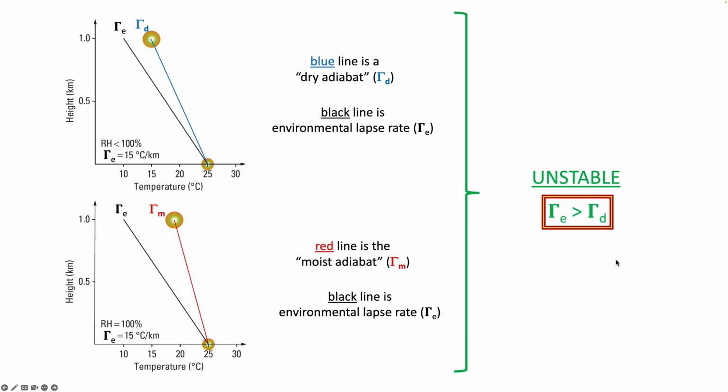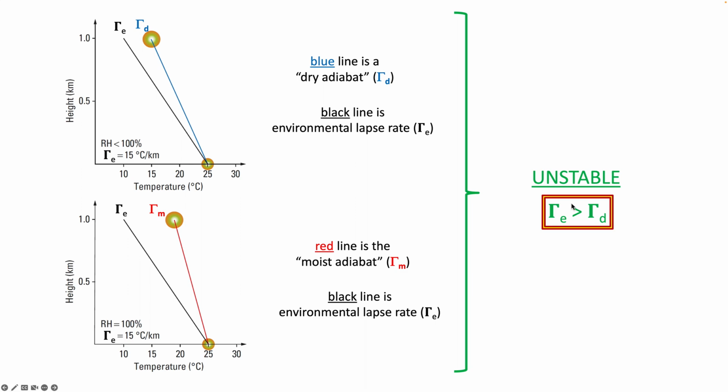And that condition is that the environmental lapse rate has to be greater than the dry adiabatic lapse rate. In other words, the environmental lapse rate has to be greater than 10 degrees Celsius per kilometer. When the environmental lapse rate is greater than 10 degrees Celsius per kilometer, what we see, and we see it up here on our top diagram, is that after lifting a dry parcel, the dry parcel will end up being warmer than the environment and will accelerate up on its own.